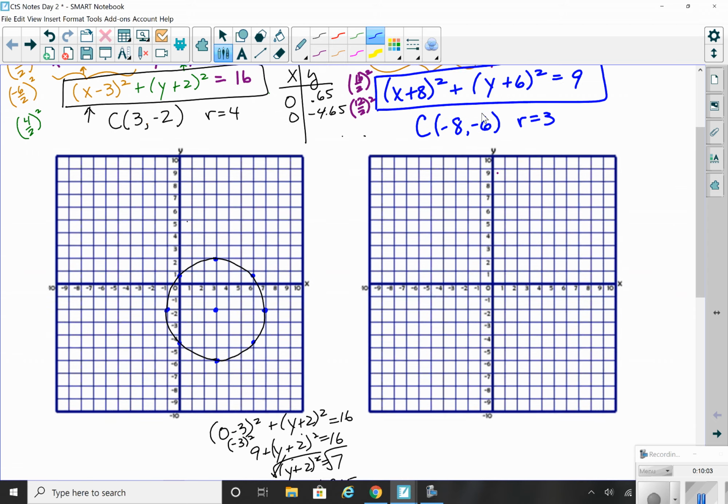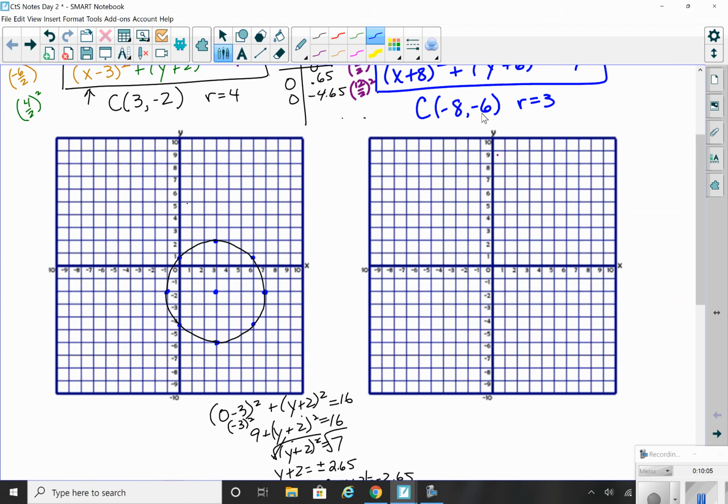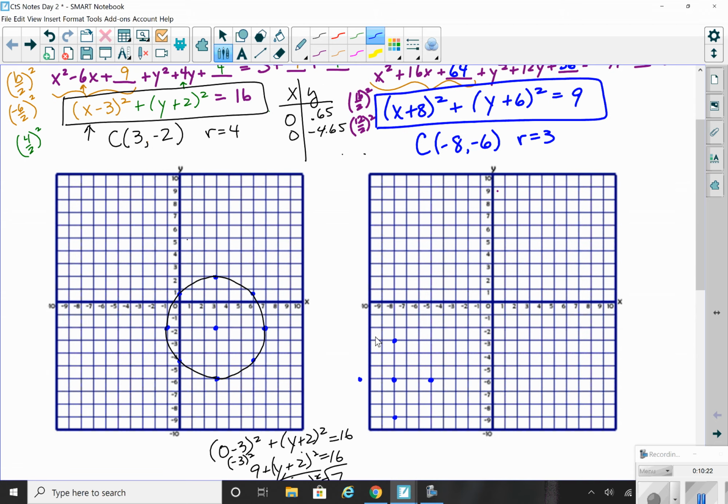We're going to go ahead and graph this. So again, first start by plotting your center at negative 8, negative 6. The radius is 3. That means I can go 3 squares up, 3 squares down, 3 squares to the right, and 3 squares to the left. Looks like I went off 1 square. That's okay. Next thing I want to do is try to come up with another point on my graph.